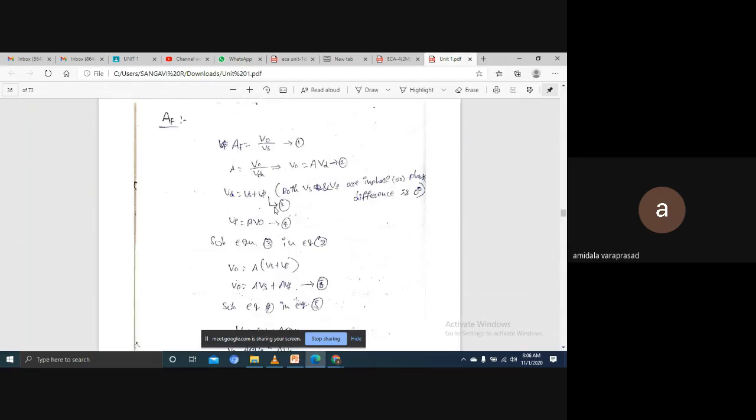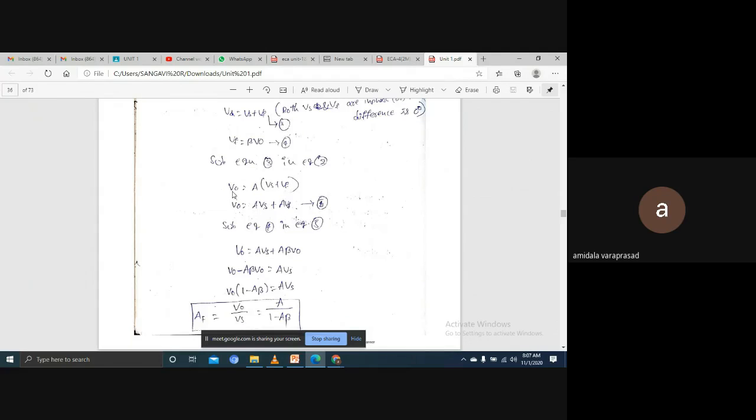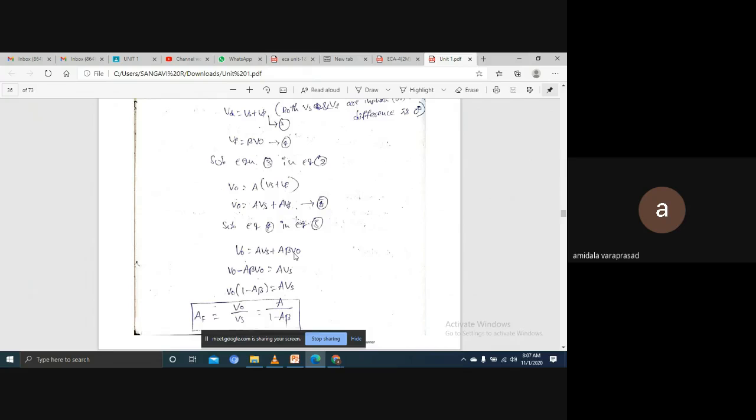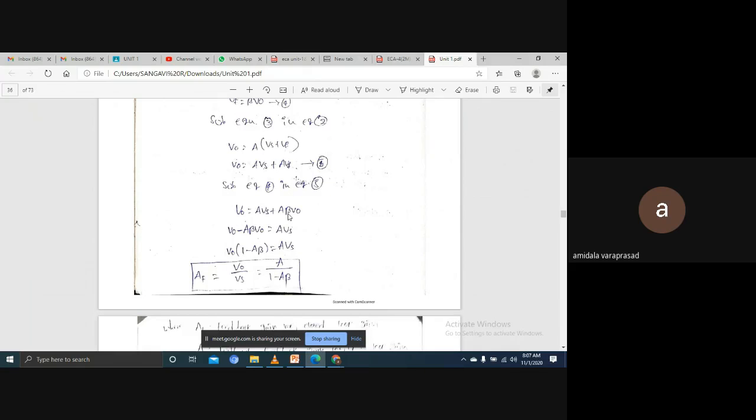Now, first I'm going to take V naught. V naught is equal to A into Vd. In place of Vd, substitute equation 3 in equation 1. Then we get V naught is equal to A into (Vs plus Vf), so V naught is equal to A Vs plus A Vf. Substitute equation 4, the Vf value. Then we get A beta V naught. Here V naught we have, and here also V naught we have. Send it to the left side. Then V naught minus A beta V naught. If you take V naught common, we get 1 minus A beta.